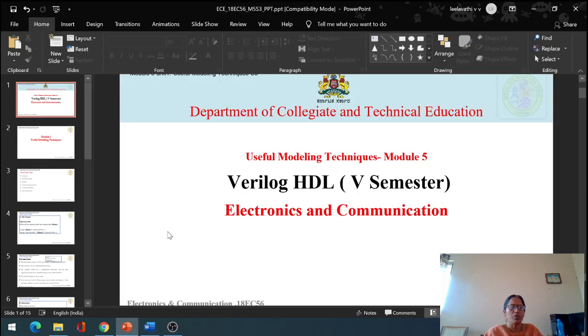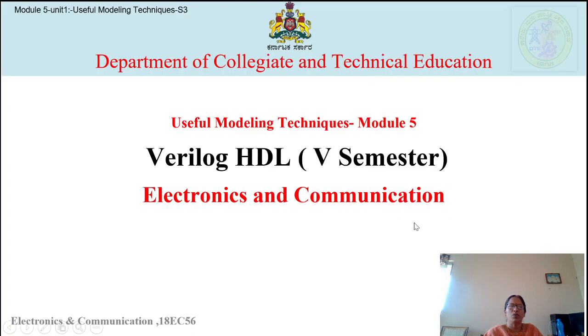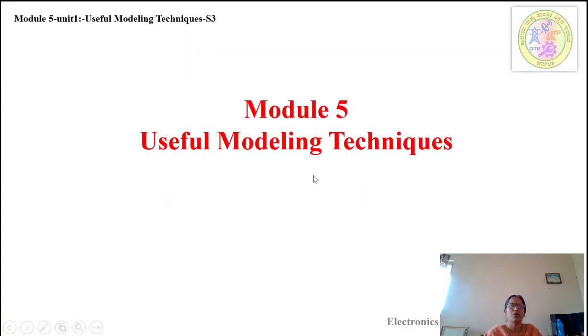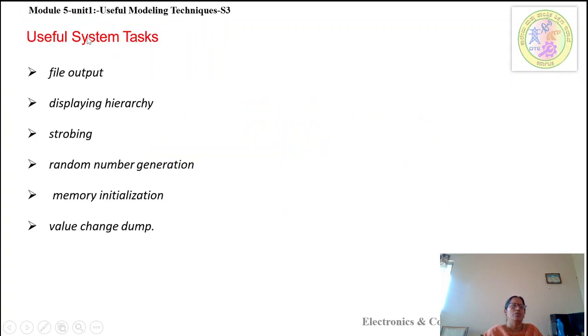We are going to discuss the fifth model, start session, that is useful modeling techniques. Under this, we are going to discuss useful system tasks. In this, we are going to study file output, displaying hierarchy, strobing, random number generation, memory initialization, value change, dump. In today's session, we're going to talk about file output, displaying hierarchy, and strobing.